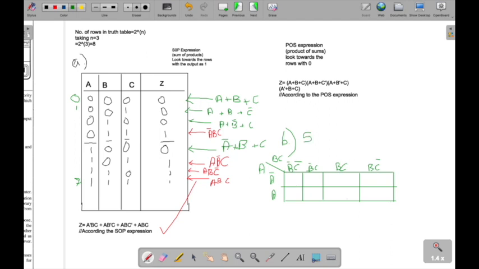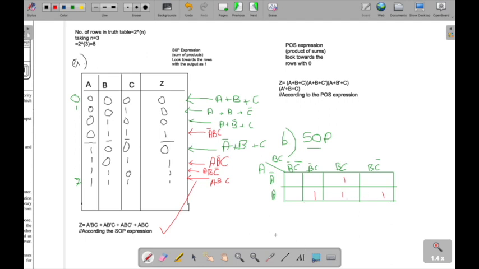Considering SOP, you should mark in the Karnaugh map the SOP terms, which means the ones marked in red color. So it is A bar BC, which is located here. A B bar C, A B C bar, and A B C. Alright. So now you have 1, 1, and 1.